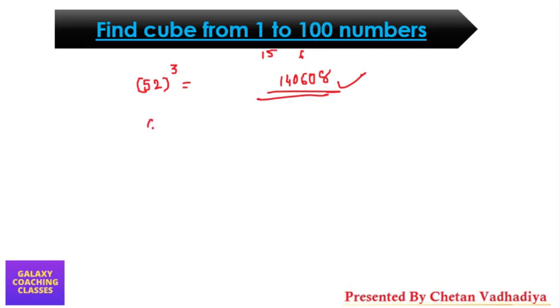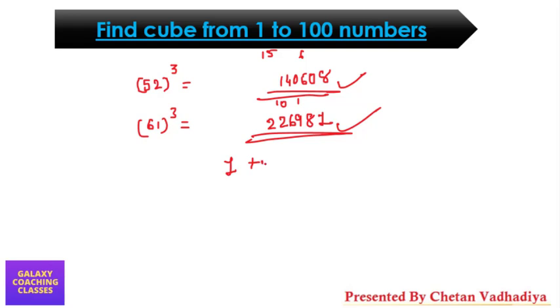Let me give you one more example, 61 only. Directly 1 cube will be 1. Now 1 square, 1 times 6 is 6, and 6 threes are 18, so 8 here, carry 1. Now 6 square, 36 ones are 36, 36 threes are 108 plus 1 is 109, so 9, 10 carry. 6 cube is 216 plus 10 is 226, so 226, you can see. So easily you can find the cube of 1 to 100 numbers.